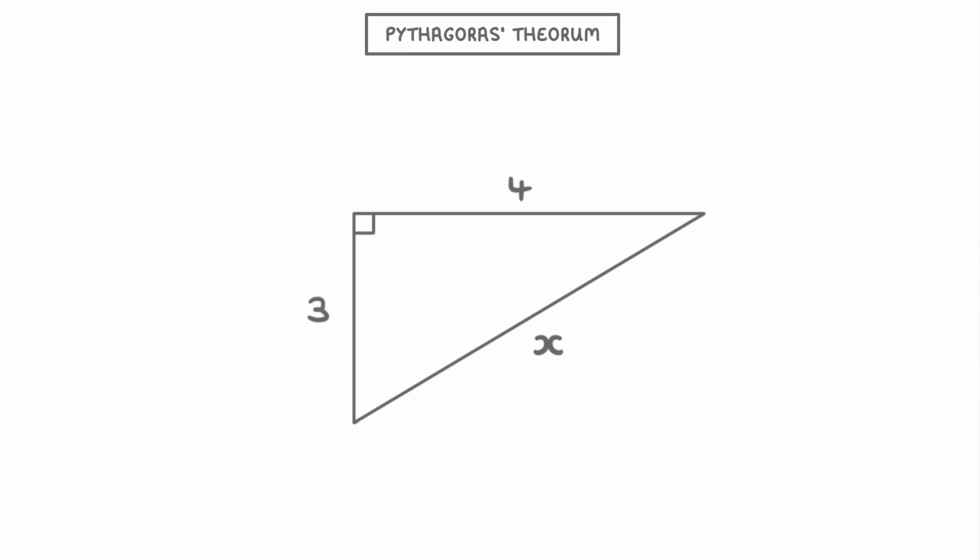The equation for Pythagoras' theorem is that a squared plus b squared equals c squared. And it's really important that you memorize this equation, because it comes up quite a lot. The letters a, b, and c refer to the three sides of a triangle. C is always the longest side of the triangle, which we call the hypotenuse, and it will always be opposite the right angle.